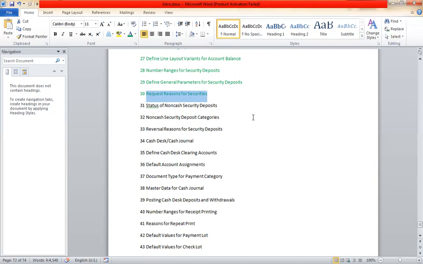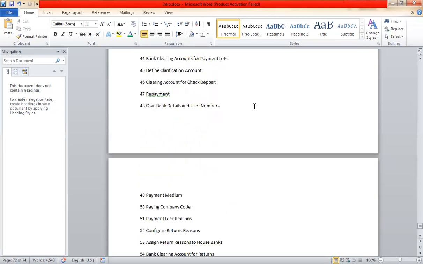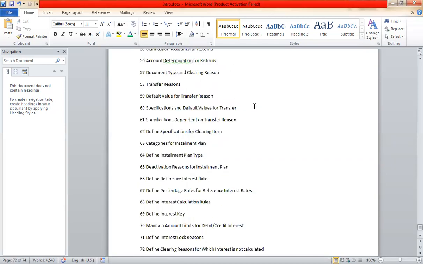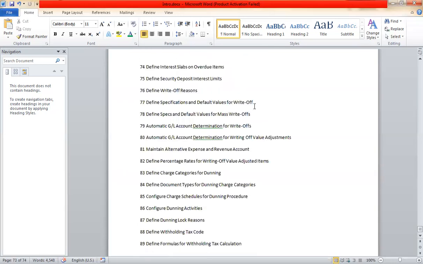Because there are numerous ways in which the ERP systems work, and people use various tools in order to connect with that. There are many customized interfaces also through which people can check data. Okay, then talking about the things left in this configuration, number 31, that is status of non-cash security deposits, that we will be checking out in our next classes. We will be covering all these settings.